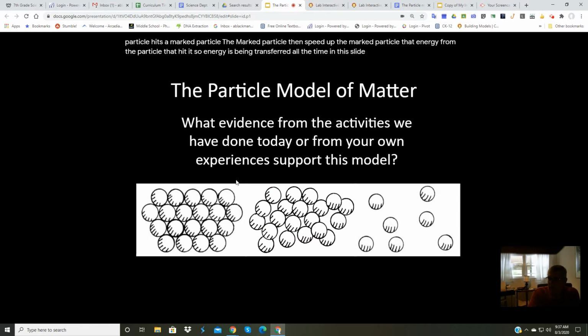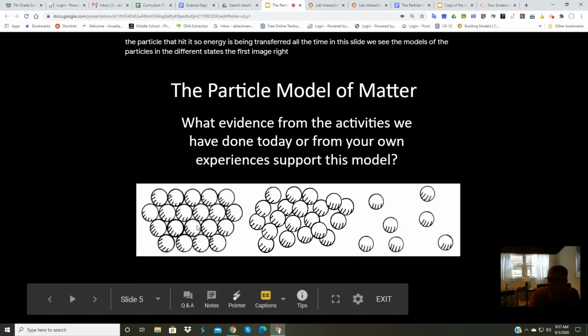In this slide, we see the models of the particles in the different states. The first image right here is the model of a solid. The middle image is a model of a liquid. And this image over here is a model of a gas.